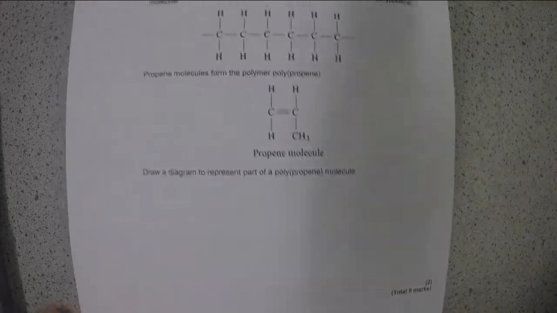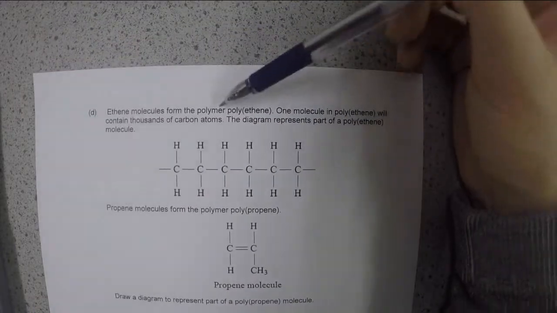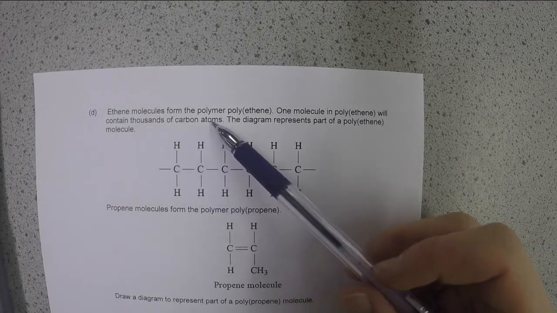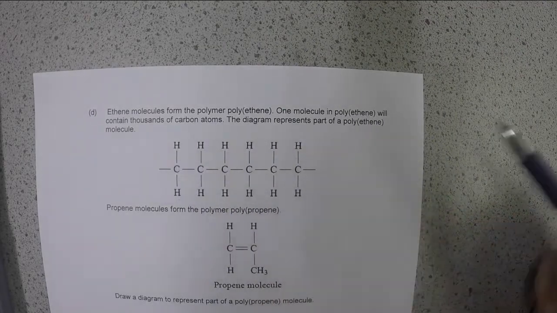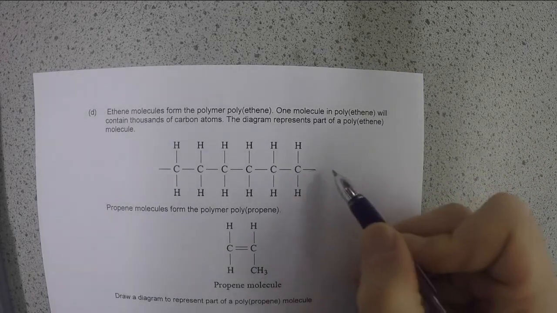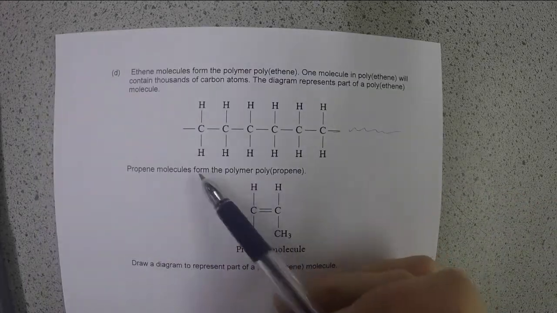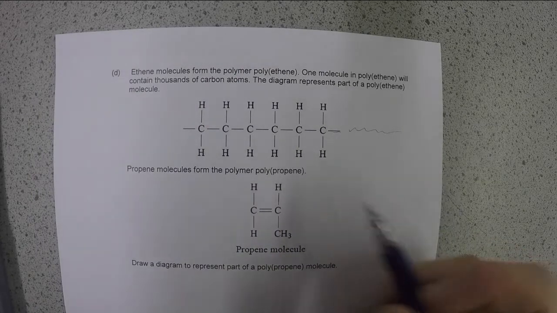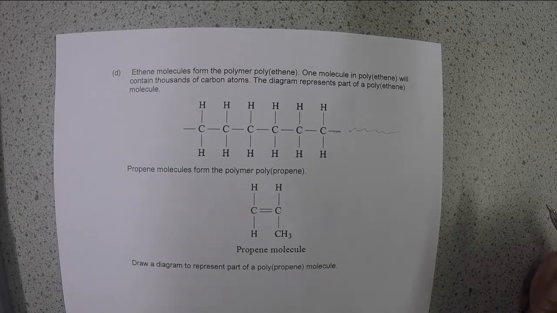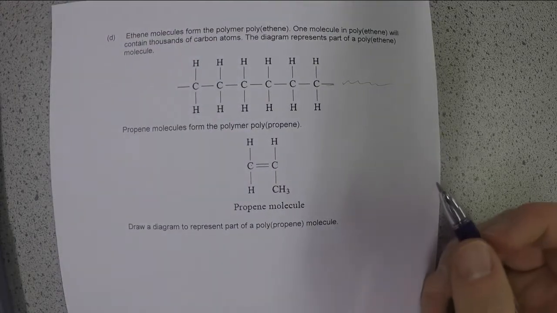Right, last question. We are truly on the last one now. So ethene molecules form the polymer polyethene. One molecule of polyethene will contain thousands of carbon atoms. And here is what a part of it will look like. So where the bond is at the side, that's just going to carry on in the same manner. Propene molecules form the polymer polypropene. So now we've got propene because we've got 1, 2, 3 carbons. Draw a diagram to represent a part of a polypropene molecule.